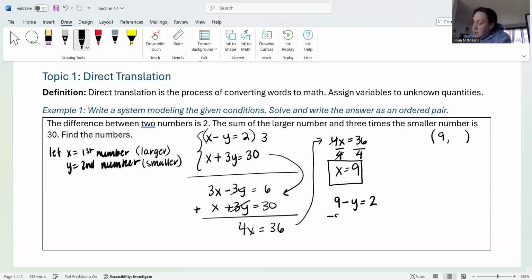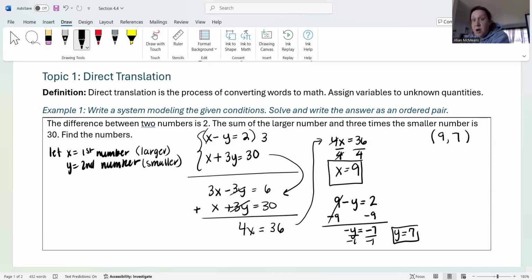I need to start by subtracting 9. I want to get my negative y alone. 9 minus 9 is 0. 0 minus y is negative y. 2 minus 9 is negative 7. But I haven't actually solved for y here. I need to make sure I get a single positive y. So I divide by a negative 1. Well, negative y divided by negative 1 is just positive y. And negative 7 divided by negative 1 is 7. So we think the ordered pair is 9, 7.